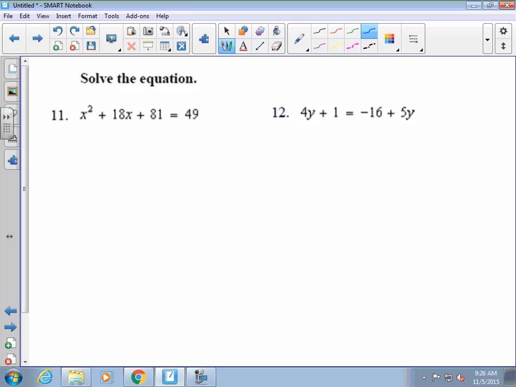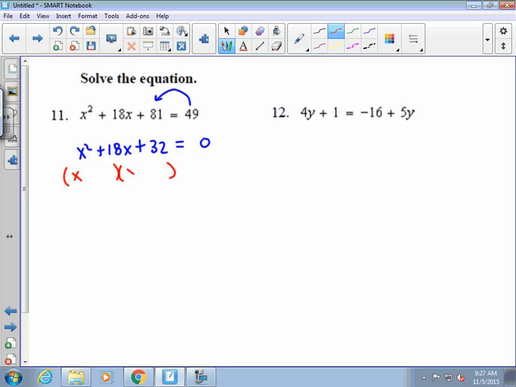Solving these equations, x squared plus 18x plus 81 equals 49. You need to get it equal to 0. So in order to get it equal to 0, you have to bring 49 over by subtracting 49. If you subtract 50 from 81, you're going to get 31, but we're not subtracting 50, we're subtracting 49, so it'll be a positive 32. So we still have x squared plus 18x plus 32 is equal to now 0. So we can factor this just like we were doing at the beginning of the test.